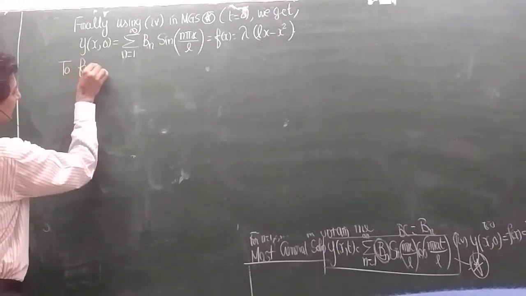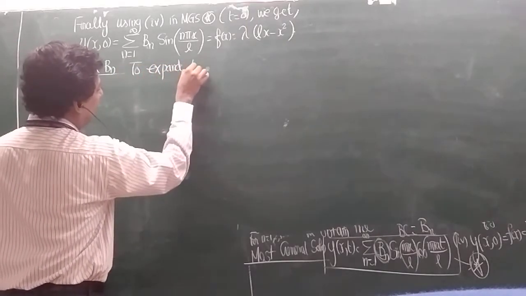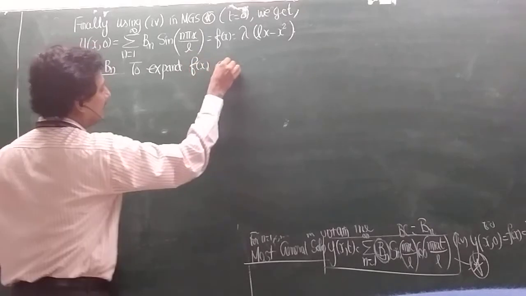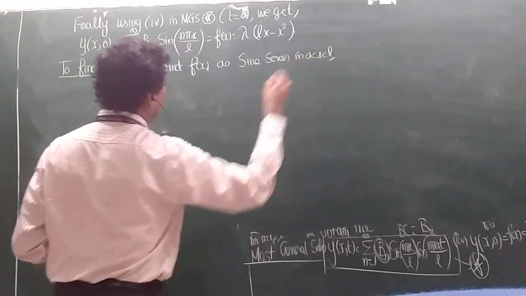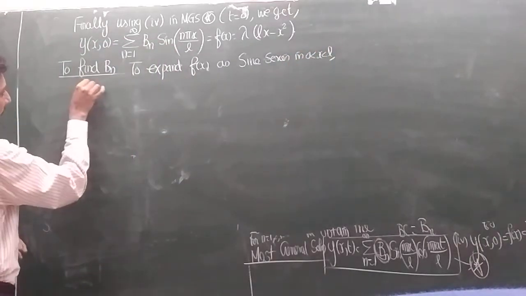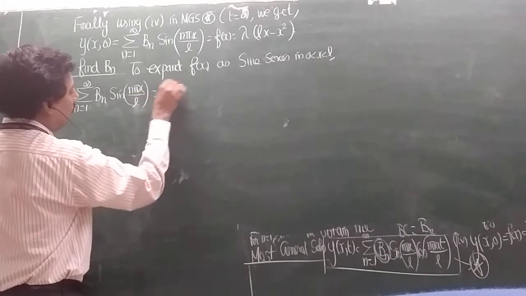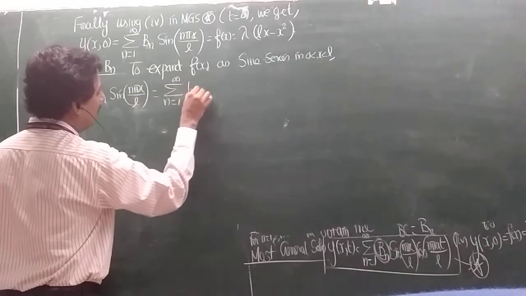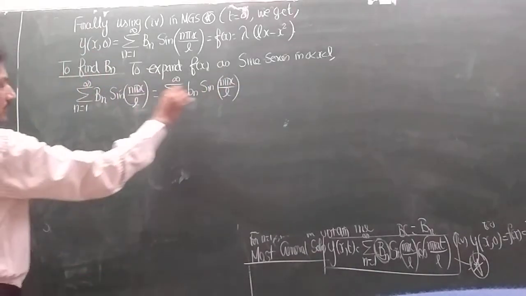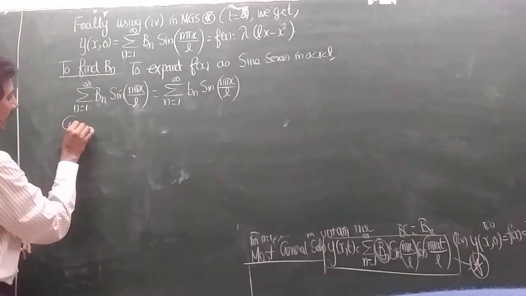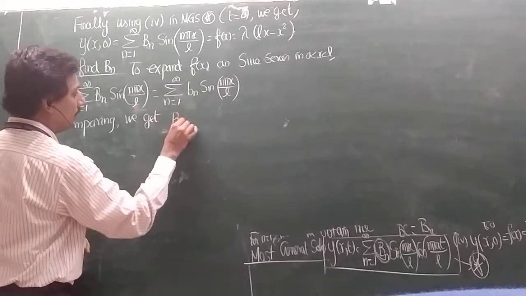To find capital Bn, expand f of x as a half-range sine series in the interval 0 to L. The left hand side is sigma n equal to 1 to infinity capital Bn sin n pi x by L, and the right hand side is sigma n equal to 1 to infinity small bn sin n pi x by L. By equating like coefficients on both sides, we get capital Bn is equal to small bn.